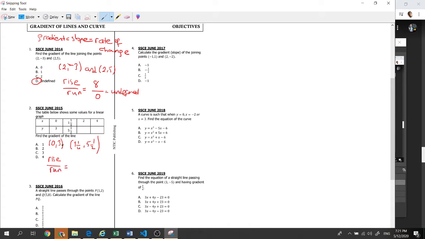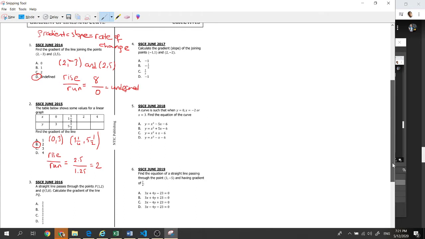Rise over run. What's your rise? 3 to 5.5, your rise is 2.5. Is that okay? And 0 to 1 quarter means your run will be 0.25. Is that clear? Then what will your slope be? 2. That's clear.